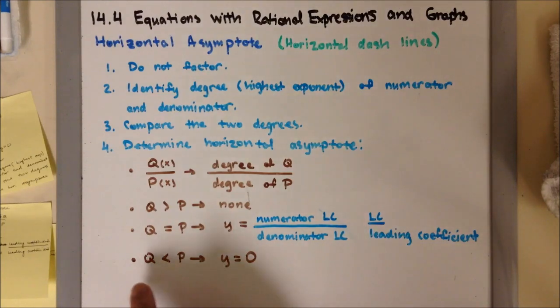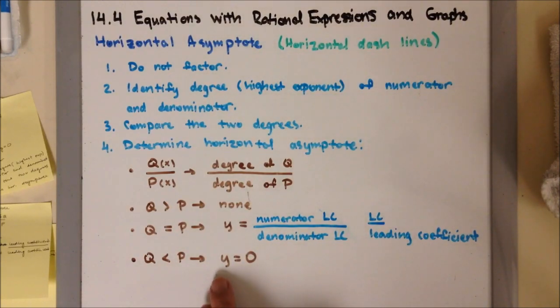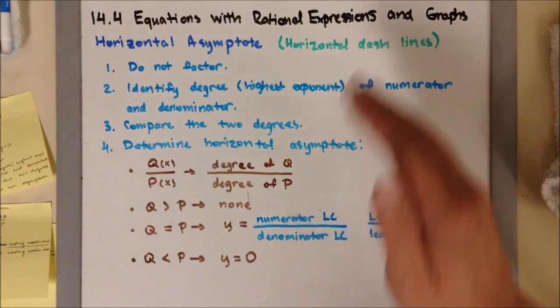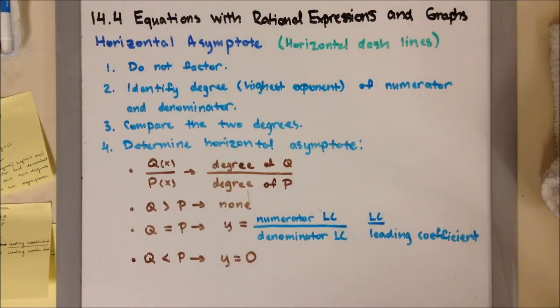The last part: if the degree of the numerator is less than the degree of the denominator, then your horizontal asymptote is automatically y equals 0. So if your top highest exponent is less than your bottom exponent, then your horizontal asymptote is y equals 0, and that's it. So make sure you have these steps, these rules, this information in your notes to help determine how to identify your horizontal asymptote.